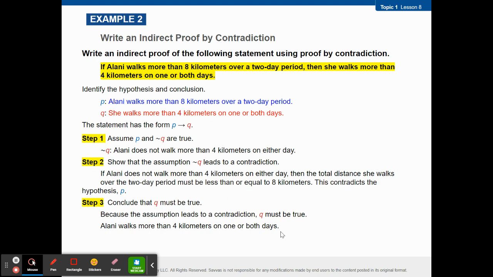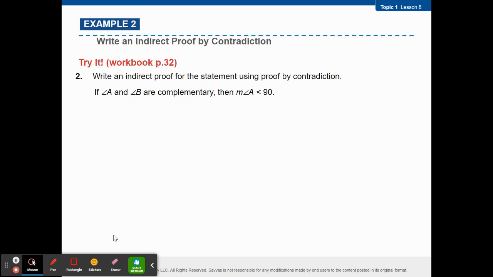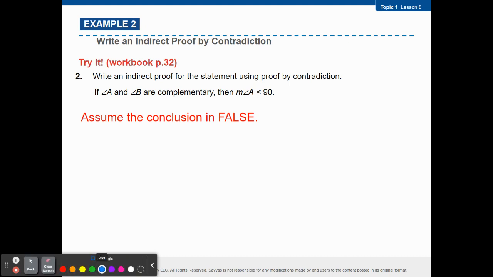All right, let's take a look at this next example. I'm going to, again, guide you guys through this a little bit, okay? So it says, write an indirect proof for the statement using proof by contradiction. All right, so if we look at this, we have to assume the conclusion is false. All right, and I'm going to highlight here. Here is our P. Here is our Q.